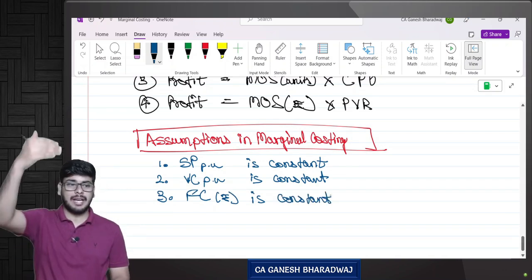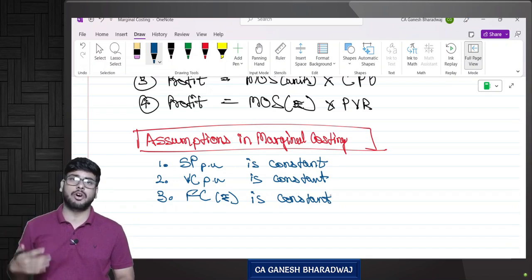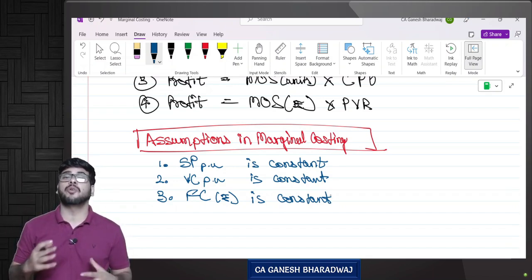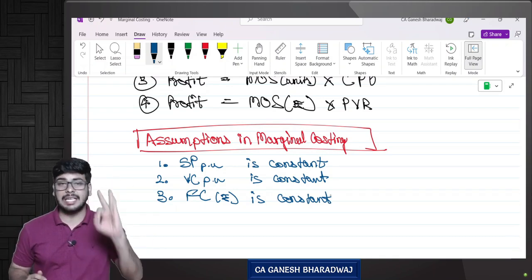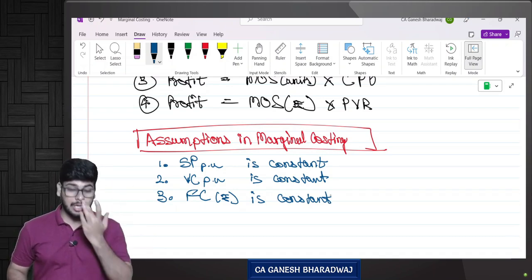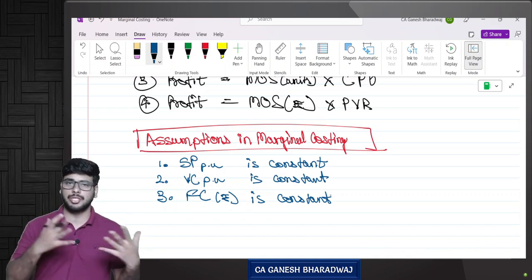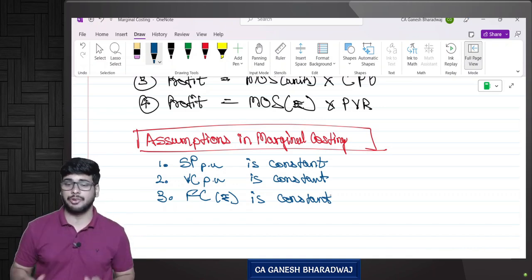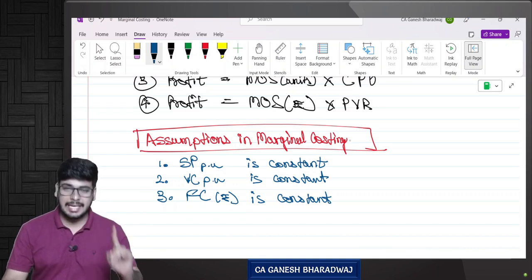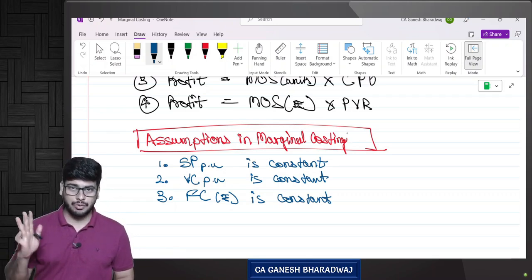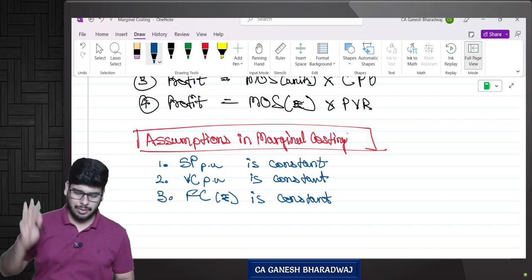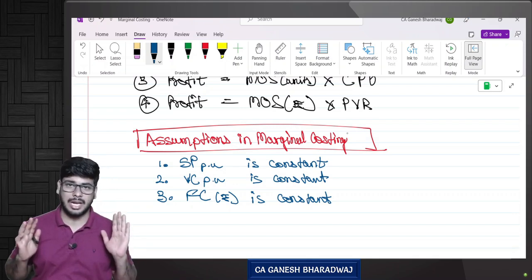So whatever we saw right now, all these formulas for break-even point, margin of safety, PV ratio, whatever we saw, these are the 3 assumptions that you need to remember. Based on these 3 assumptions only, we are learning it. This is only there for your syllabus. What are the 3 assumptions? Selling price per unit is constant. Whether you want to sell 1000 units or you want to sell 1 lakh units, the selling price per unit is constant. Are you clear with this?